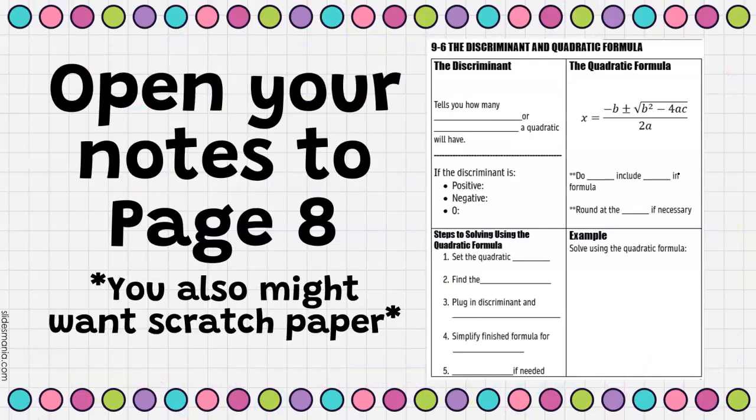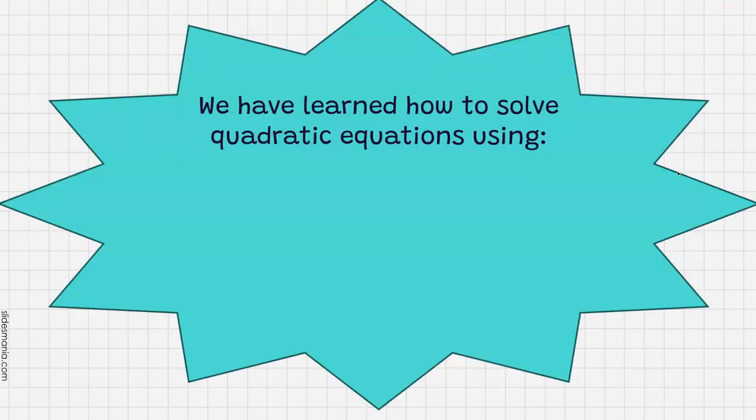In order to be prepared for today, I would highly recommend you open your notes to page 8. That's your yellow packet. Page 8 should contain the 9-6 notes about the discriminant and the quadratic formula. You also might want to grab a piece of scratch paper, or you could use the very back of your packet, because as I ask you questions throughout the video, you might want to write some things down to understand what you're thinking about. All right, let's get started.